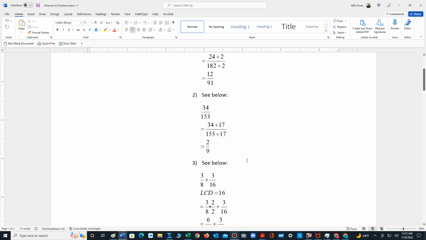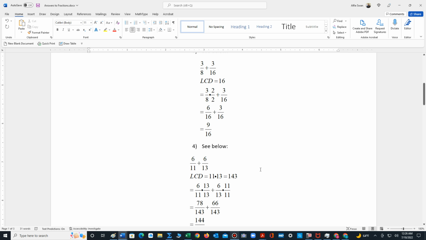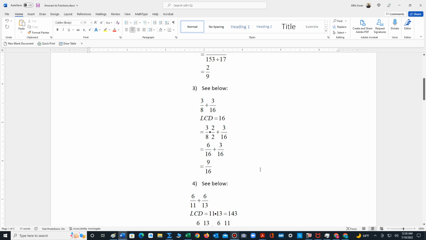Similarly, for number 2, we have to reduce 34 out of 153. It turns out that 17 is the common factor, so we divide 17 from the numerator and denominator to get 2 over 9. For number 3, we're adding 3/8 and 3 over 16.